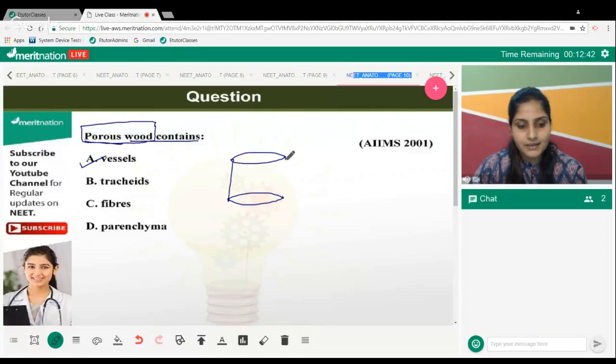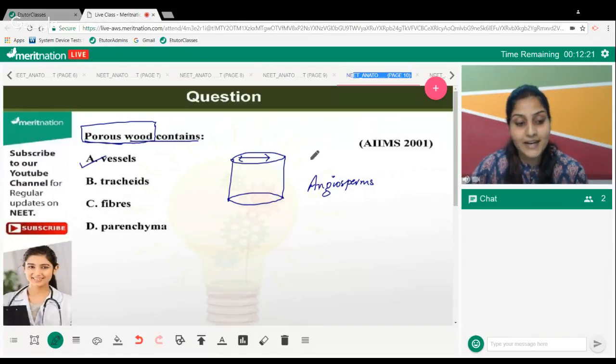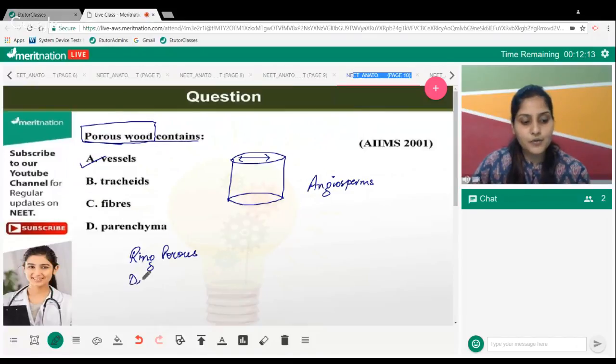You can see in the diagram I'm making, this is such a wide lumen, and that appears like a pore when you are looking at the microscopic structure. Porous wood is a characteristic feature of angiosperms, the flowering plants. You do not find such wood in other types of plants. And you can have something called ring porous, and something called diffuse porous.